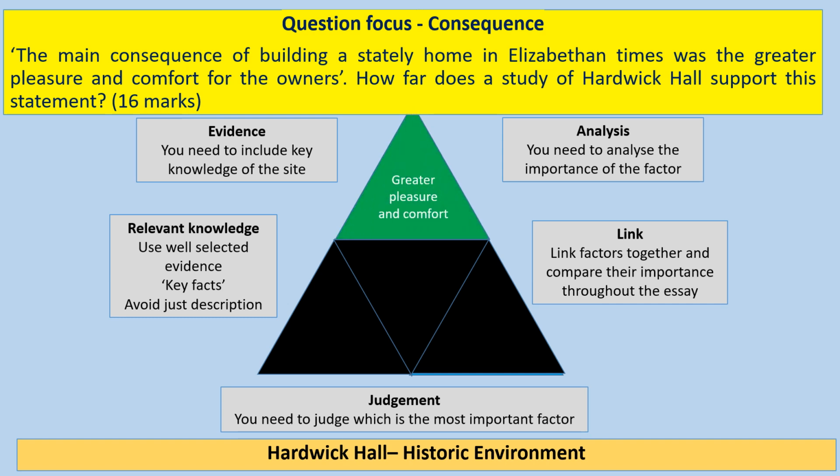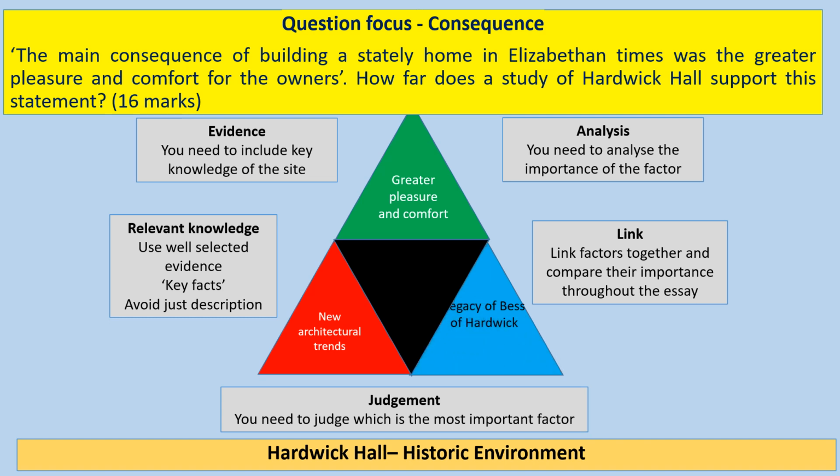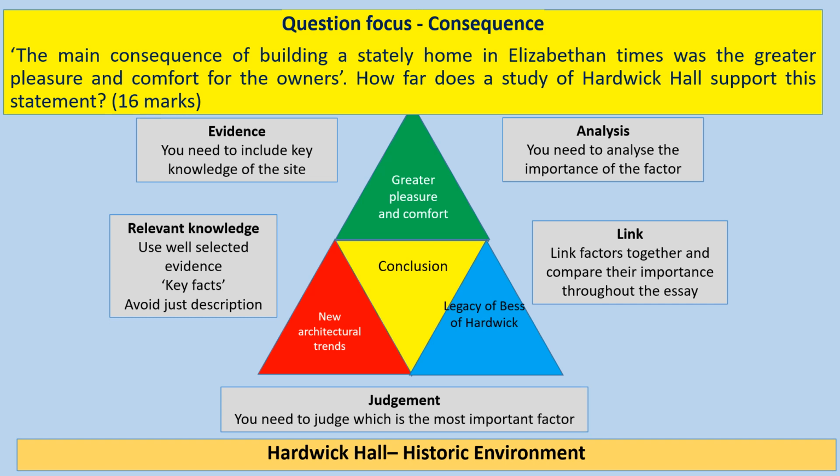Now, the question gives you the first agree factor, which is to talk about the greater pleasure and comfort of the owners. So you're going to start off by writing about that. And then in the second paragraph to disagree, you could talk about the new architectural trends as being one of the main consequences, talking about the Renaissance, for example. And then in your third paragraph, you could write about the legacy of Bess of Hardwick and how that's a key consequence. And I think that's a really good one for a consequence because obviously we still call it Hardwick Hall. We still talk about Bess of Hardwick. She's one of the reasons why she's so well remembered today is because of how she built the house. And then your fourth paragraph is going to be the conclusion.